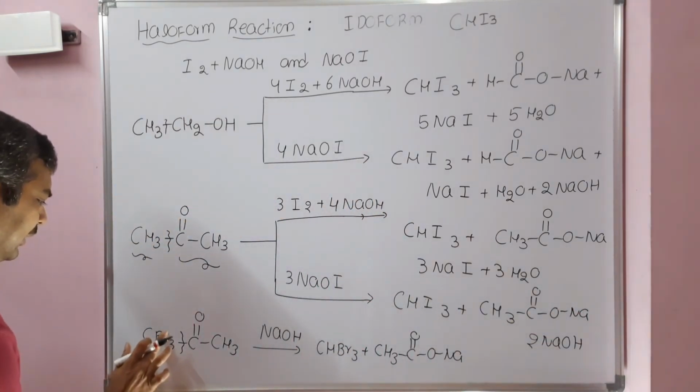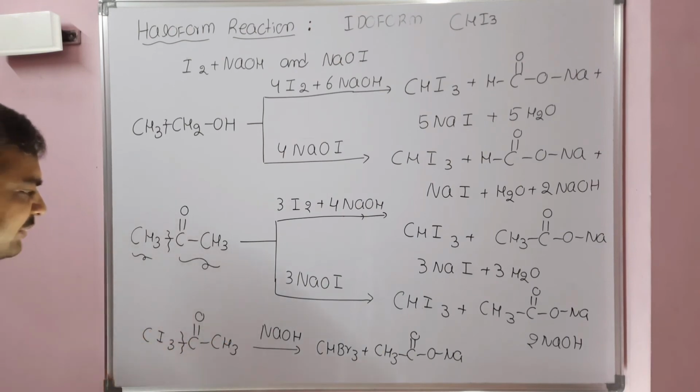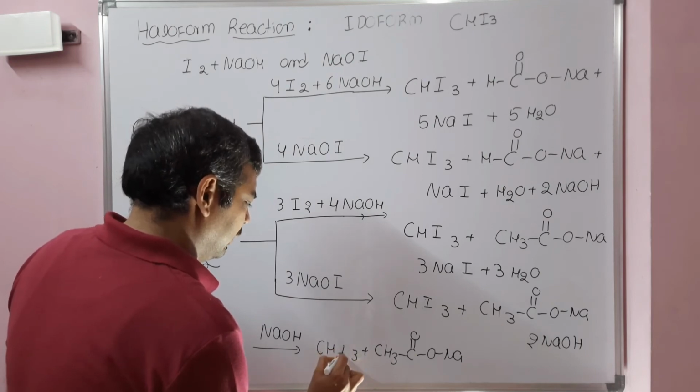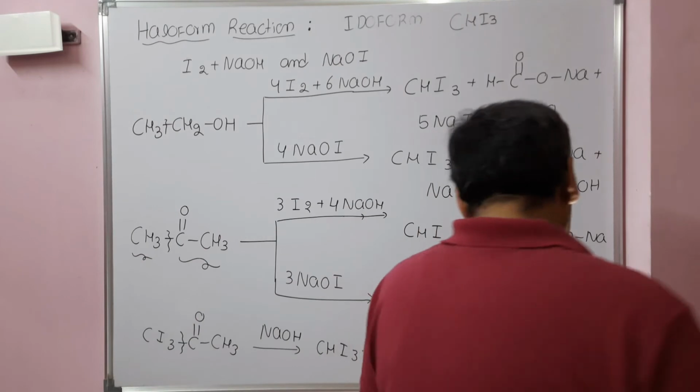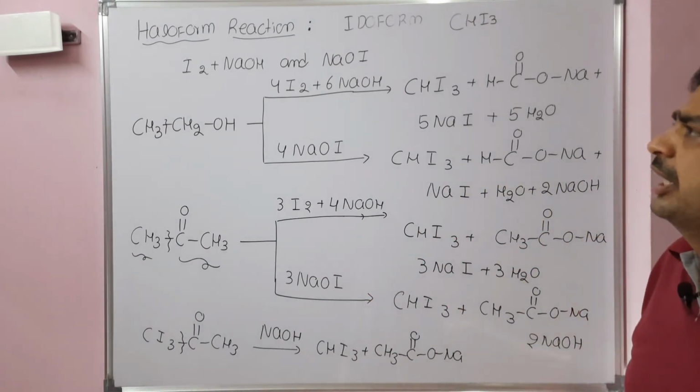Similarly, triiodoacetone reacts with sodium hydroxide. We will get 1 mole of iodoform and 1 mole of sodium acetate. So no need to get confused. Let's see the overall reaction, the formation of haloform.